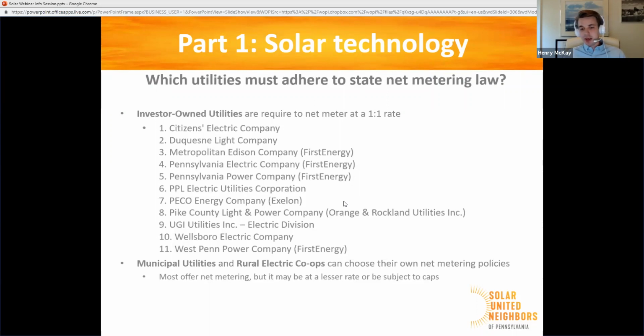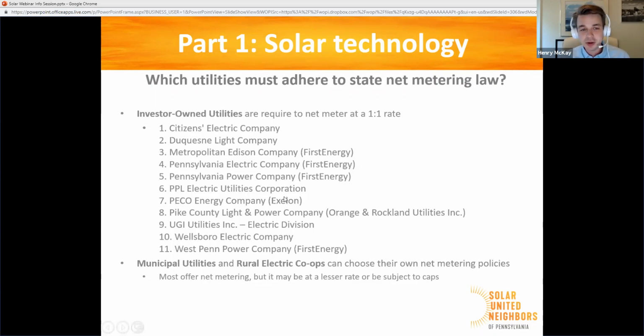But it will often be at a less lucrative rate for you, or maybe subject to caps, like you can only build a system so large that covers 110% of your energy usage in a year, or only 1% of their customers can use net metering, or something like that. So there's usually more limitations with municipal utilities and rural electric co-ops, but you most likely will be able to get a net metering policy through those utilities as well.